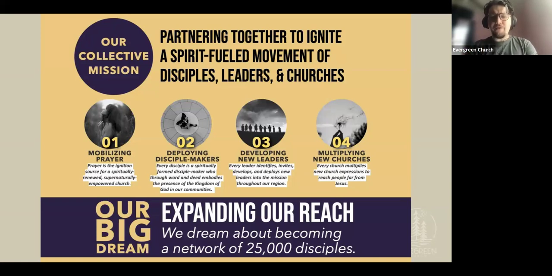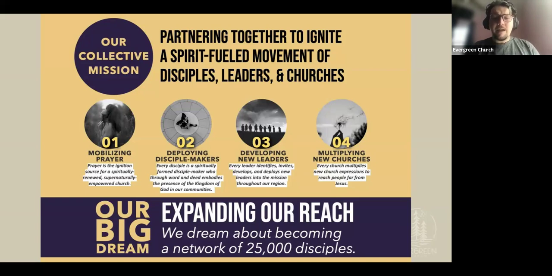And so the 4 strategic practices that we engage are mobilizing prayer, deploying disciple makers, developing new leaders, and multiplying new churches. And so prayer, disciple making, leadership development, multiplication, these are the core practices and principles that exist at the heart of a church as a movement.